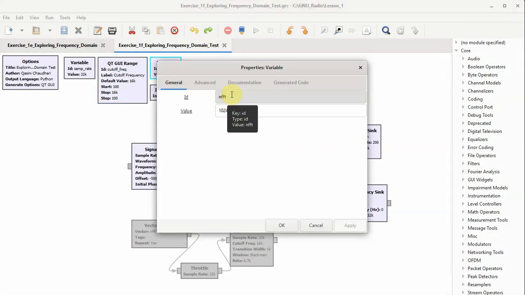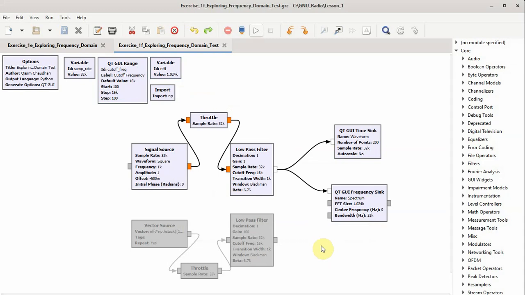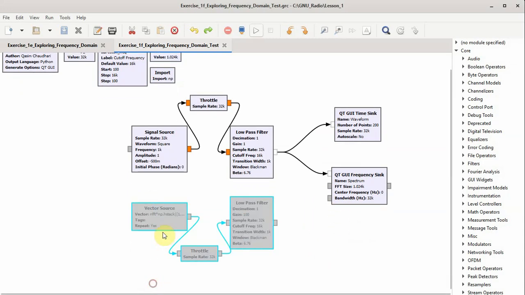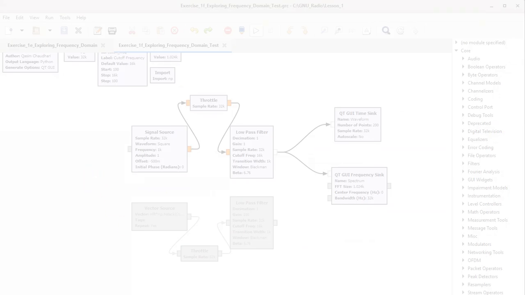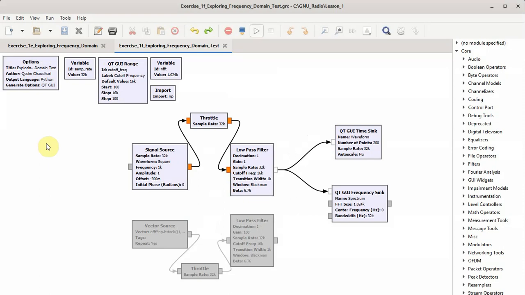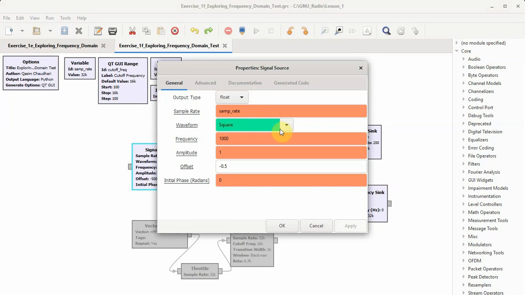and a variable with an FFT size which defines the size of our FFT. I have disabled these blocks, which I will use later. You can do it with D or right click and select disable. Now here, as I said, we are taking the reverse route. So we start with the signal source, which is a square waveform. The frequency I have chosen is 1000 Hertz. An offset of -0.5 just implies that there is no DC offset, because by default, the square waveform in GNU Radio Companion has a DC offset of 0.5.